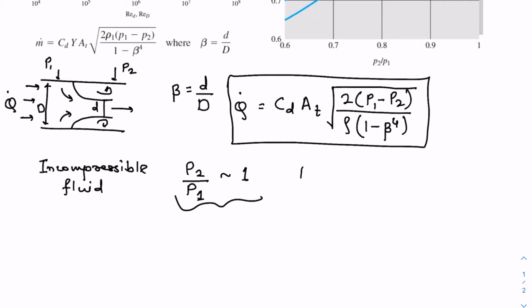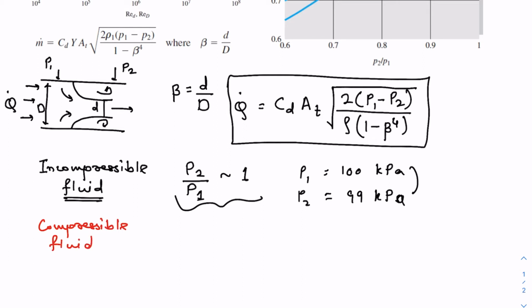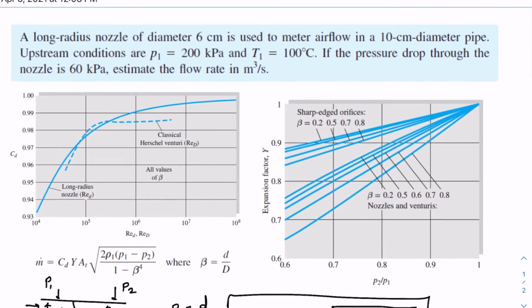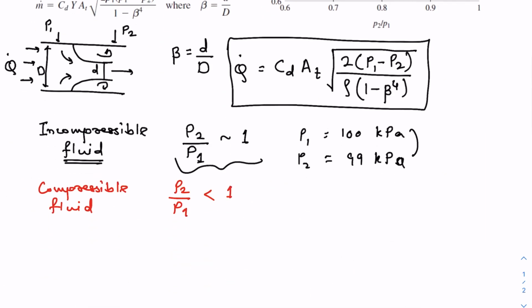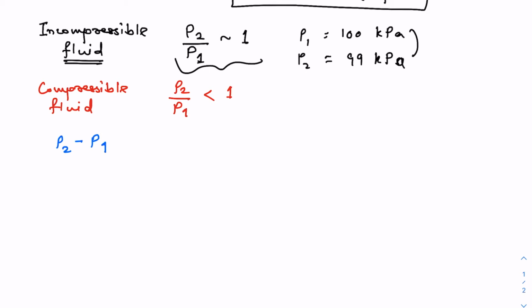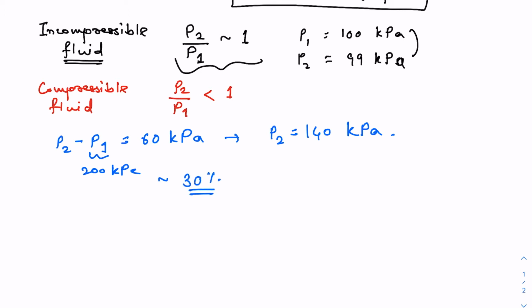So let's say if P1 is 100 kilopascals, then your P2 will be somewhere around 99 kilopascals. There is a pressure drop, but it is very small in the case of an incompressible fluid. But if we have a compressible fluid like air in this case, then the pressure ratio P2 by P1 is much smaller than unity. We are given a pressure drop of 60 kPa and P1 is 200 kPa. So P2 is 140 kPa, which is around a 30% drop in pressure, which is very significant.